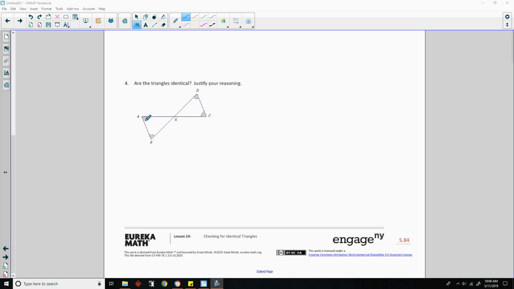All right, so we have angle A. Actually, angle A and B are congruent because they all have just one mark. But I will color code these. Angle A would correspond to angle C. So angle A is congruent to angle C. Angle B corresponds to angle D, and angle B is congruent to angle D.